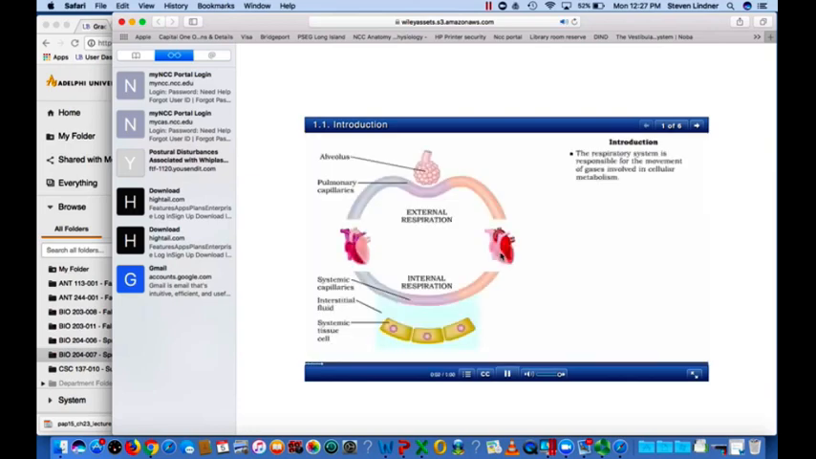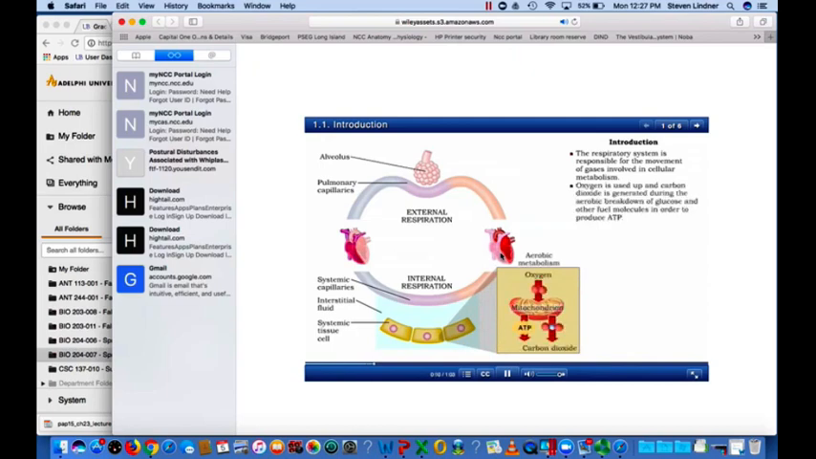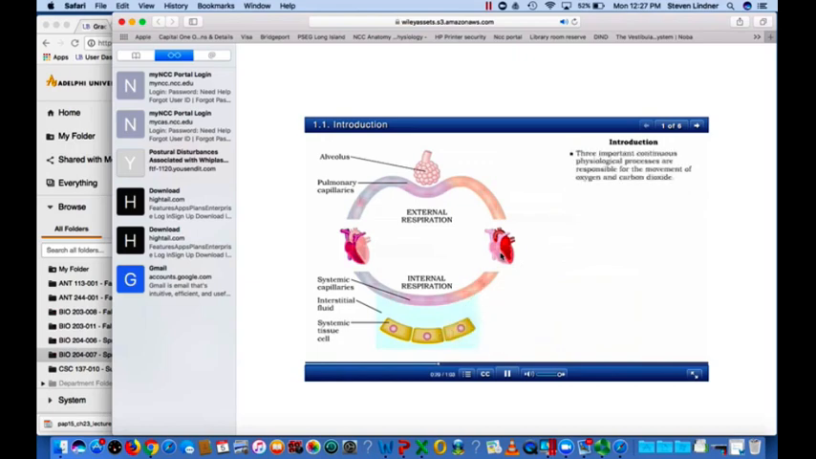The respiratory system is responsible for the movement of gases involved in cellular metabolism. Oxygen is used up, and carbon dioxide is generated during the aerobic breakdown of glucose and other fuel molecules in order to produce ATP. Three important continuous physiological processes are responsible for the movement of oxygen and carbon dioxide.